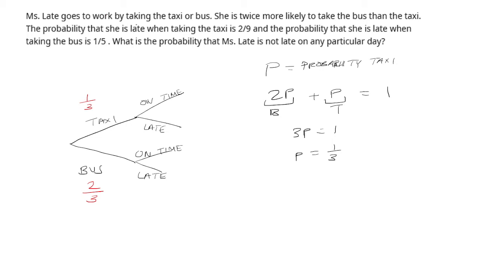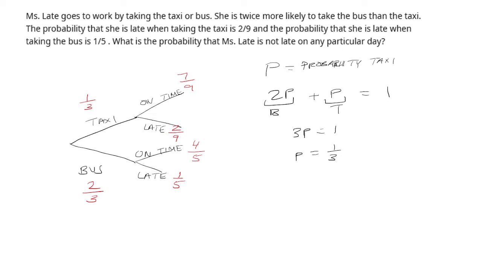Now, the probability that she is late when taking the taxi is 2 out of 9. So that's over here. Taxi is 2 out of 9. And then 7/9 is the probability that she'll be on time. And the probability that she is late when taking the bus is 1 over 5. That means on time will be 4 out of 5. So these numbers have to add up to 1. 7 over 9 plus 2 over 9, that's 1. And then 4 over 5 plus 1 over 5, that's also 1.